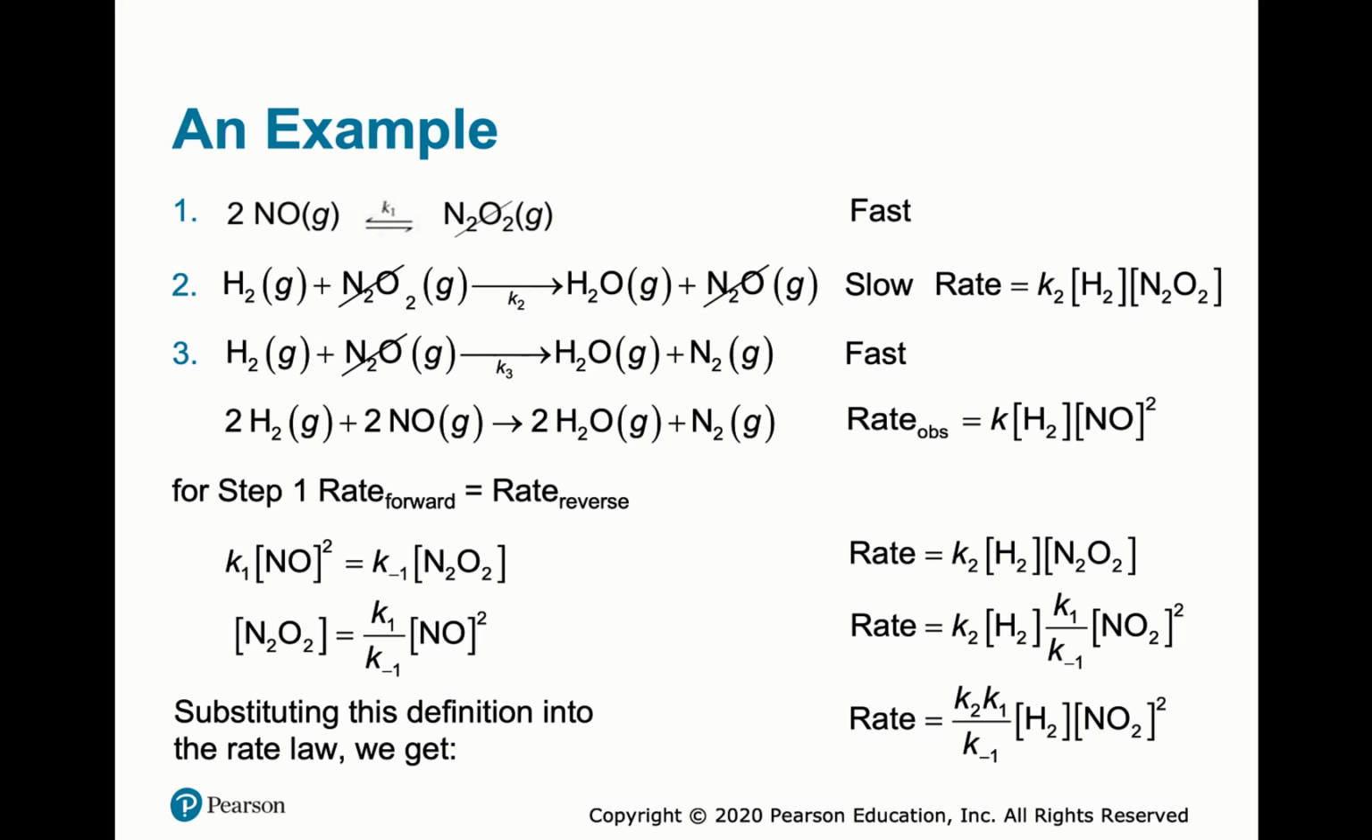We have the concentration of the intermediate using the steady state approximation. Then we can plug that back into the rate law for step 2, and then we get this rate being K2 times K1 over K minus 1, and the minus 1 just means the opposite direction for step 1, times hydrogen times nitrogen dioxide squared.